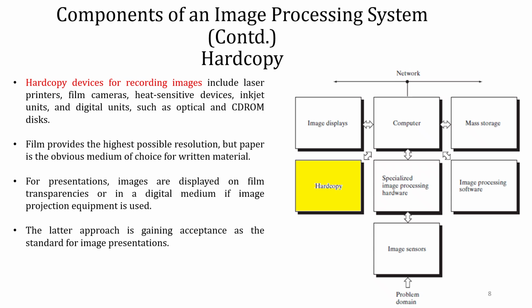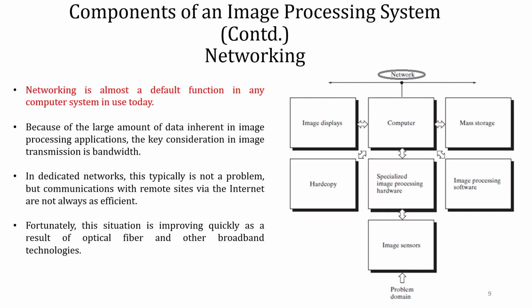Then comes the hard copy. Hard copy devices for recording images include laser printers, film cameras, heat sensitive devices, inkjet units, and digital units such as optical and CD-ROM discs. Film provides the highest possible resolution, but paper is the obvious medium of choice for written material. For presentations, images are displayed on film transparencies or in digital medium if image projection equipment is used. The latter approach is gaining acceptance as the standard for image presentations.